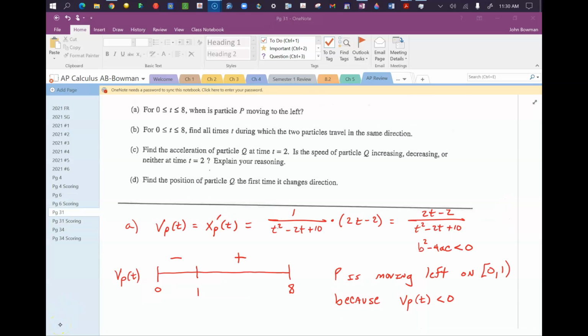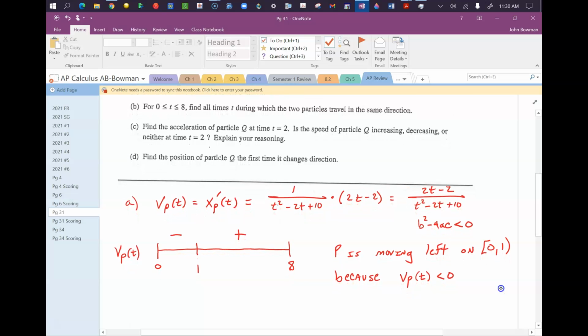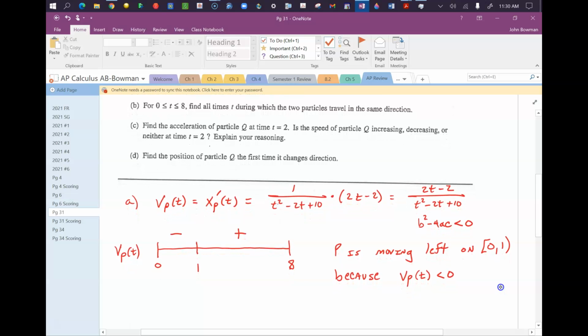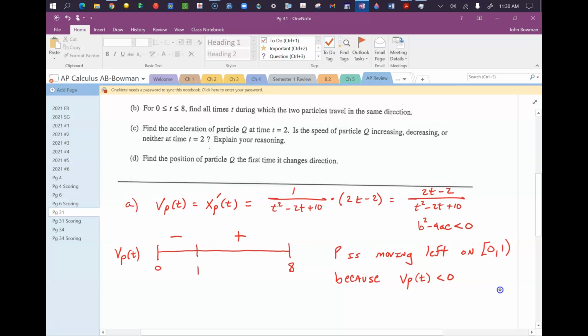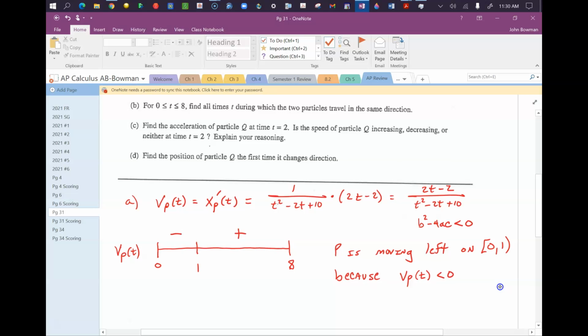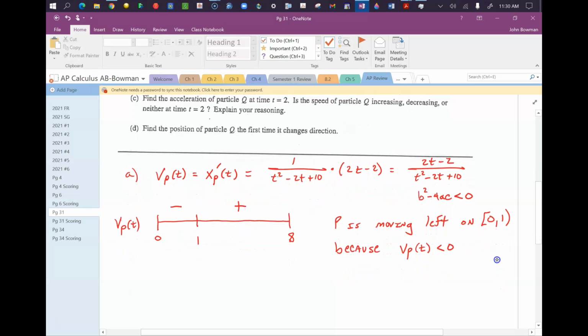Part B of this question asks, over the same interval from 0 to 8 inclusive, find all times during which the two particles are traveling in the same direction. They're traveling in the same direction when their velocities have the same sign, so we're going to have to make a sign chart for vq of t. We're going to make this sign chart right below that, just so we can line them up.